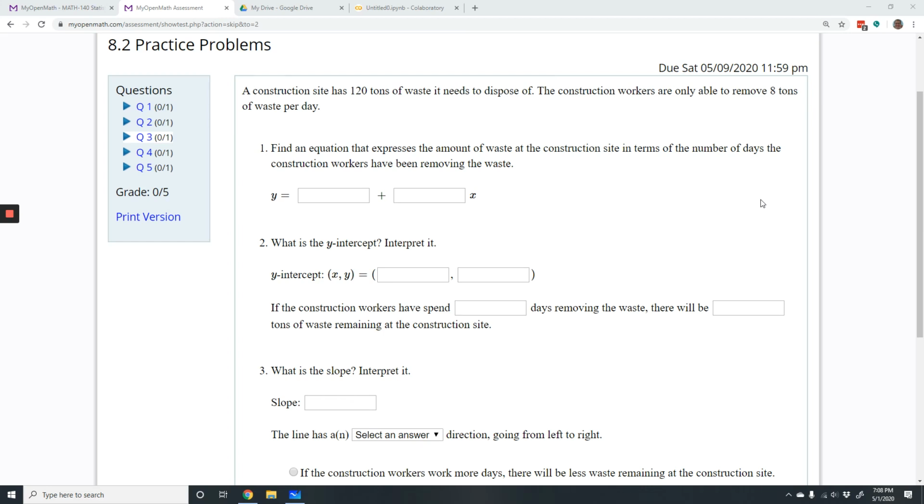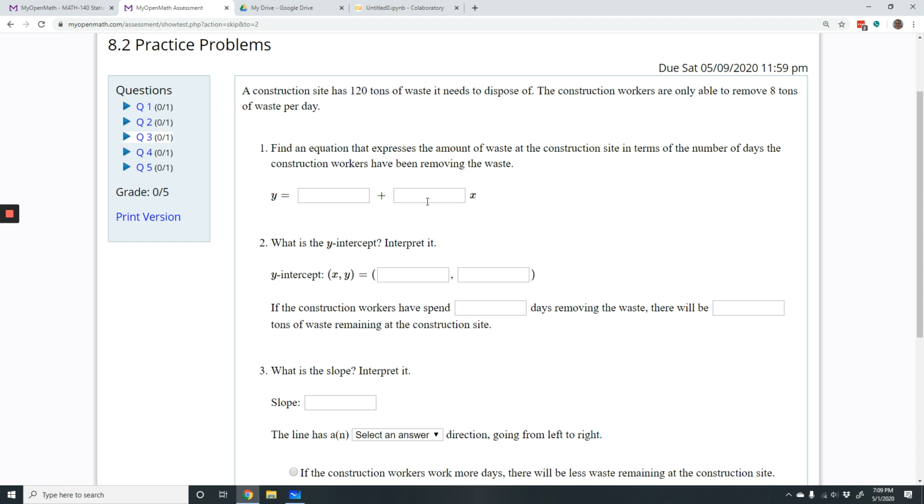A construction site has 120 tons of waste it needs to dispose of. The construction workers are only able to remove 8 tons of waste per day. 1. Find an equation that expresses the amount of waste at the construction site in terms of the number of days the construction workers have been removing the waste. So in this case, X is the number of days the construction workers have been removing the waste, and Y is the total amount of waste that needs to be disposed.